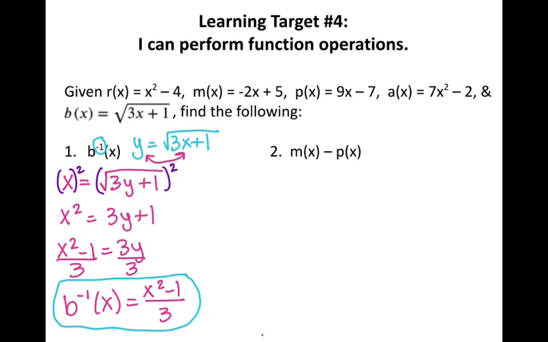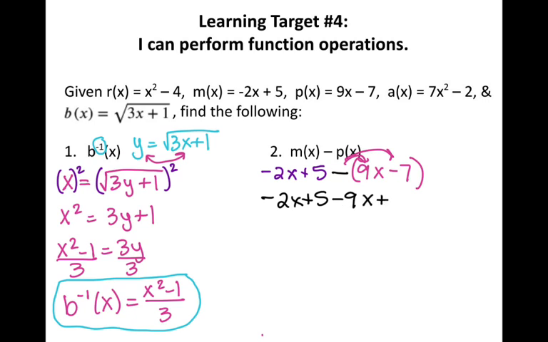Number 2 is subtraction. So I'm going to start by writing my m of x first. So m of x is negative 2x plus 5 minus p of x, which is 9x minus 7. Now, since I am subtracting this p of x, I'm going to put it in parentheses. That way I remind myself that I am subtracting both of those terms. So I'm going to go ahead and distribute the minus into the parentheses. So that gives me negative 2x plus 5 minus 9x plus 7.